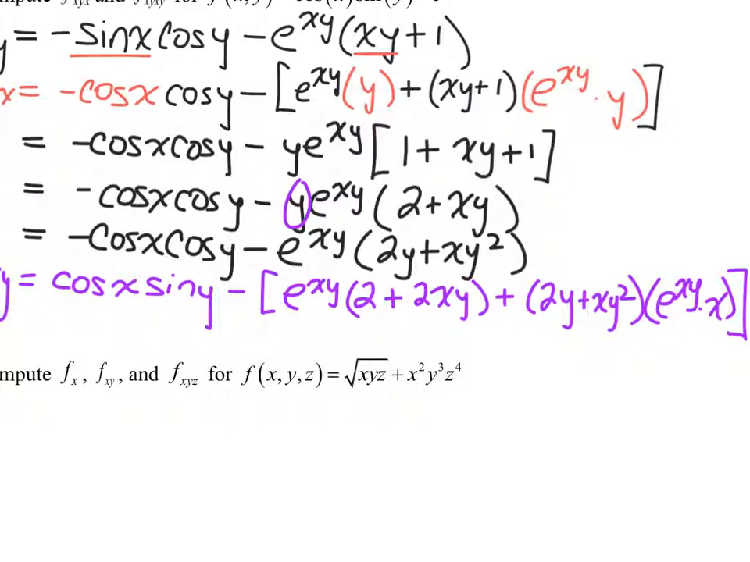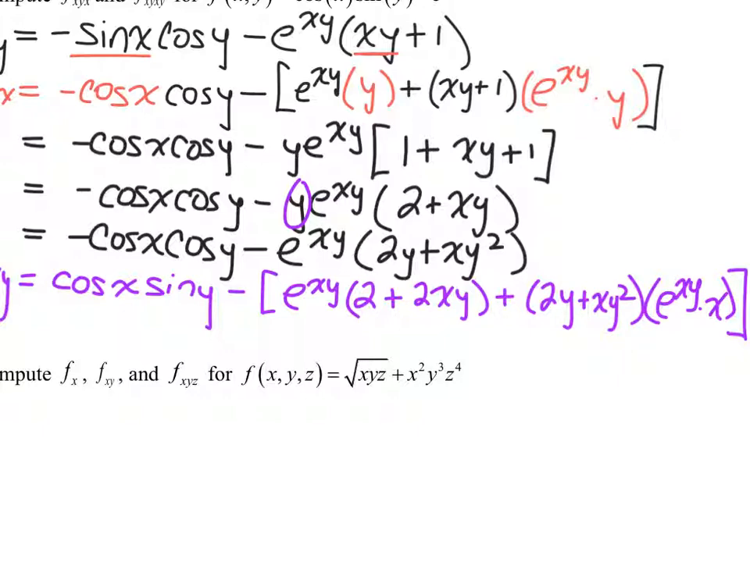Is there supposed to be a negative for cosine? There was, but cosine y became negative sine y, so that offset that. All right. So yeah, it's got some beef to it, but if you're systematic about it and you approach it in a reasonable way, it's not too bad.